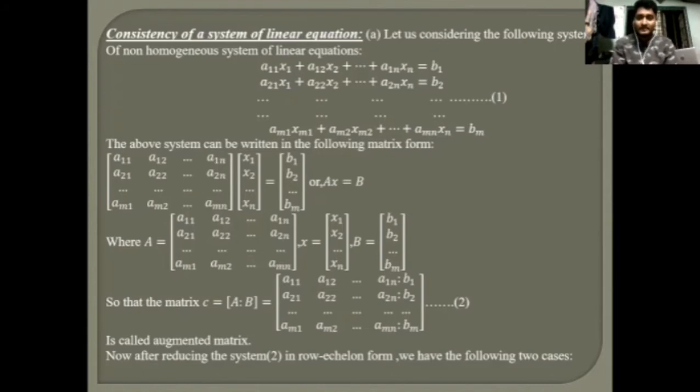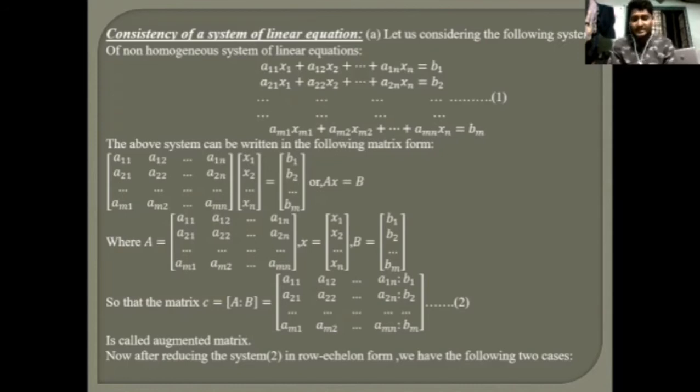That is, the matrix with rows a11, a12, dot dot dot, a1n, and so on, up to am1, am2, dot dot dot, amn, times x, where x is x1, x2, dot dot dot, xn, equals b, where b is b1, b2, dot dot dot, bm. So the matrix C equals A augmented with B. This is called the augmented matrix.